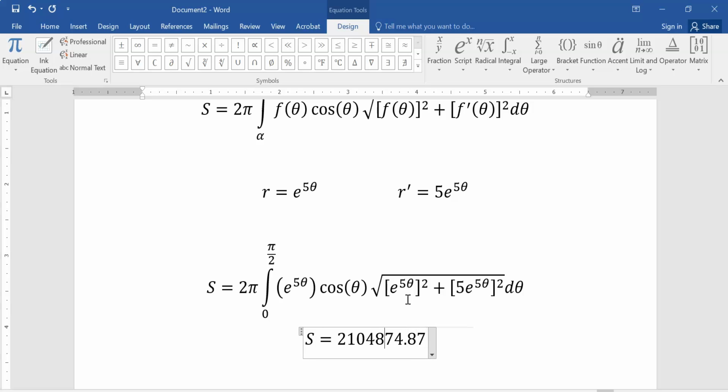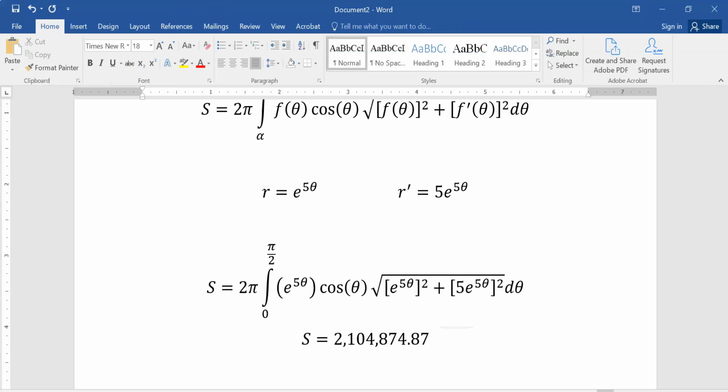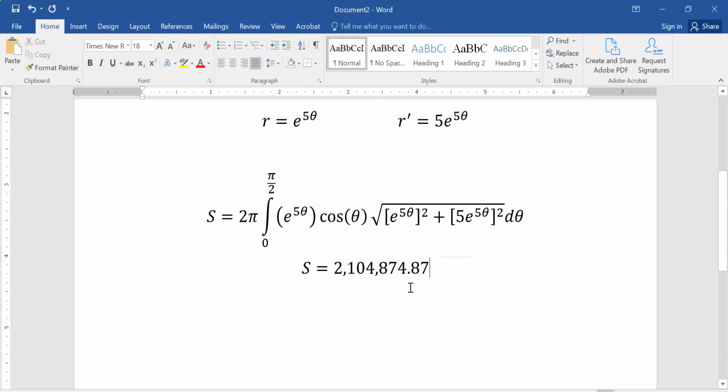2,104,874.87. If you try to divide that by pi, it doesn't really come out to a nice number, so we'll just leave it as is. So there you go. That's what's happening as far as surface area goes.